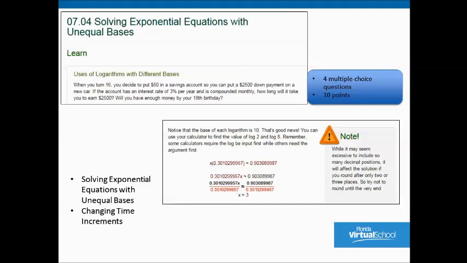7.04, solving exponential equations with unequal bases. In this lesson, students learn solving exponential equations with unequal bases and changing time increments. The assessment for this lesson is 4 multiple choice questions worth 10 points.